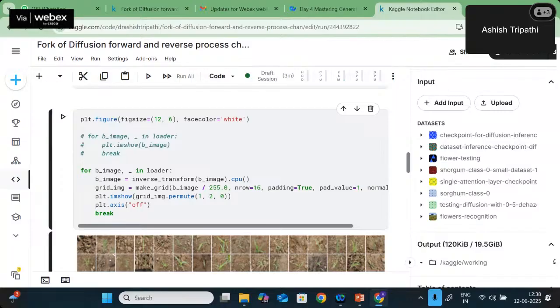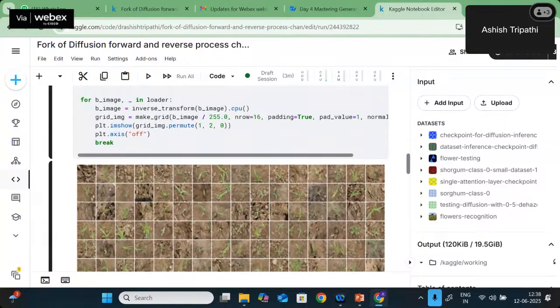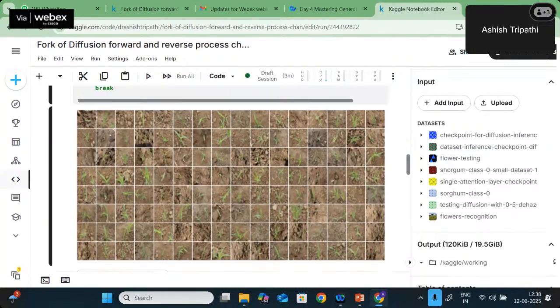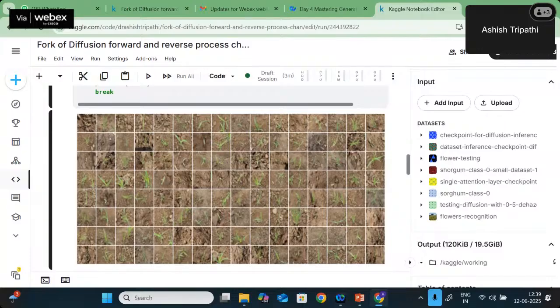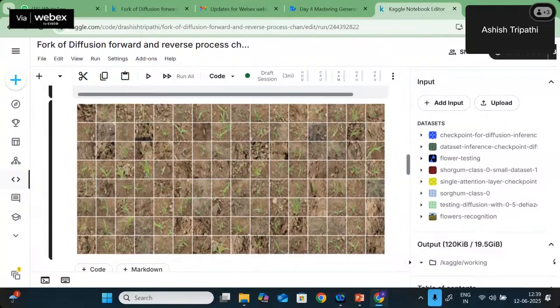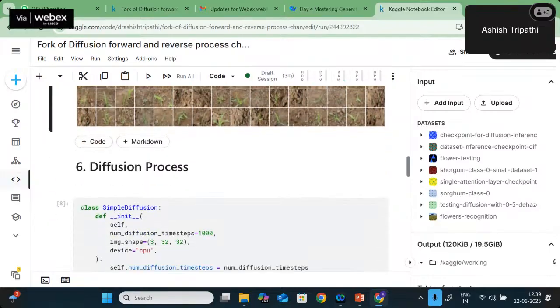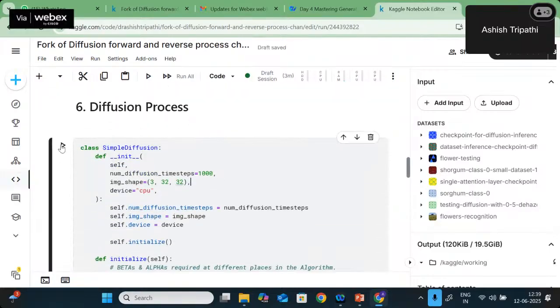This is basically to show the images. I have taken 128 images and a 12 cross 6 figure size. So this is the input data that you can see. I have just plotted the input data. I'm working on the sorghum data set at this moment. This is the original data. And now we'll start the diffusion process.